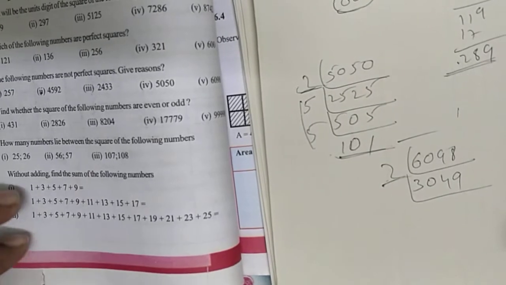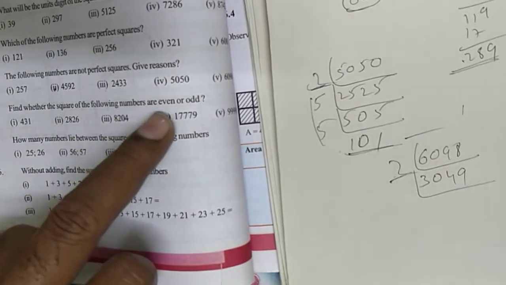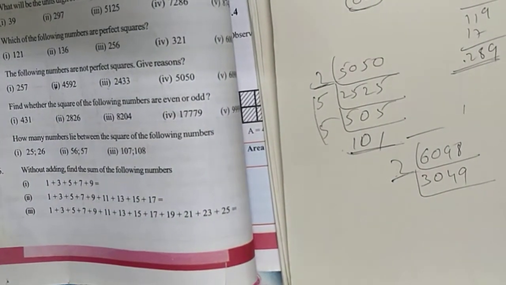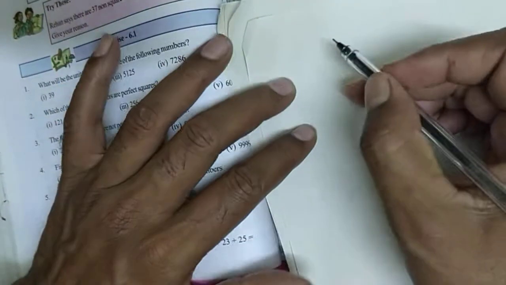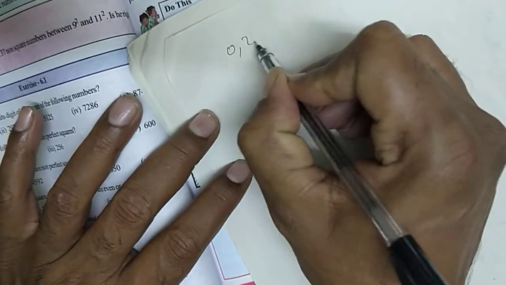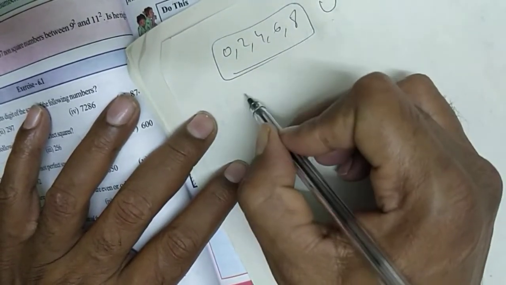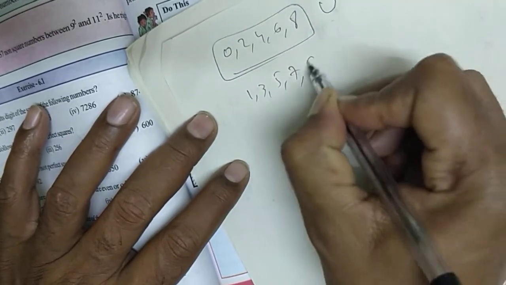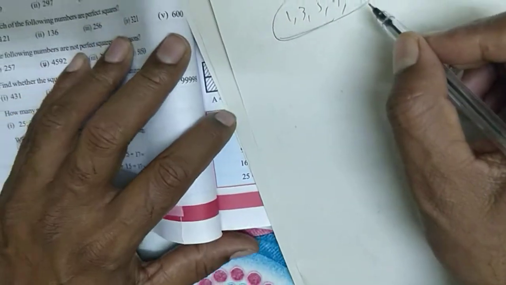Okay. Next, the fourth question: find whether the square of the following numbers are even or odd. First you should know what is meant by even and what is meant by odd. If a number is divisible by 2, it is an even number. So by seeing only you can say it is even or not. In the units place, if you have 0, 2, 4, 6, 8, it is an even number. Other than these, 1, 3, 5, 7, 9 in the units place, then it is called an odd number.